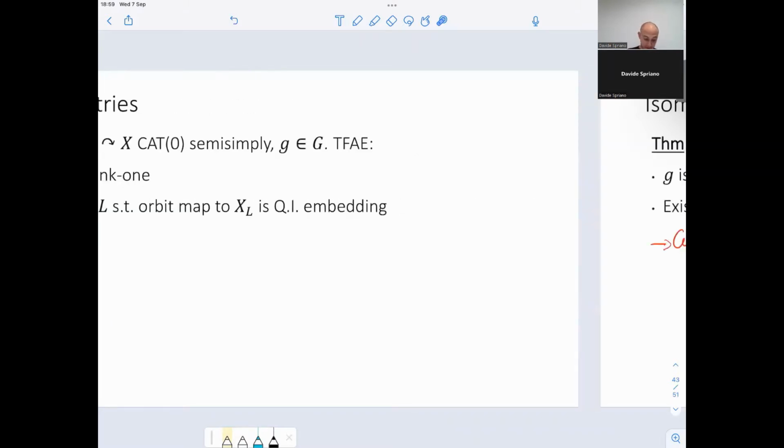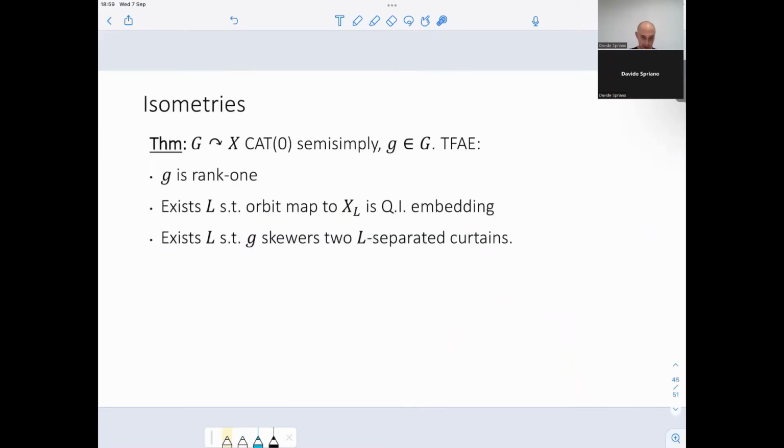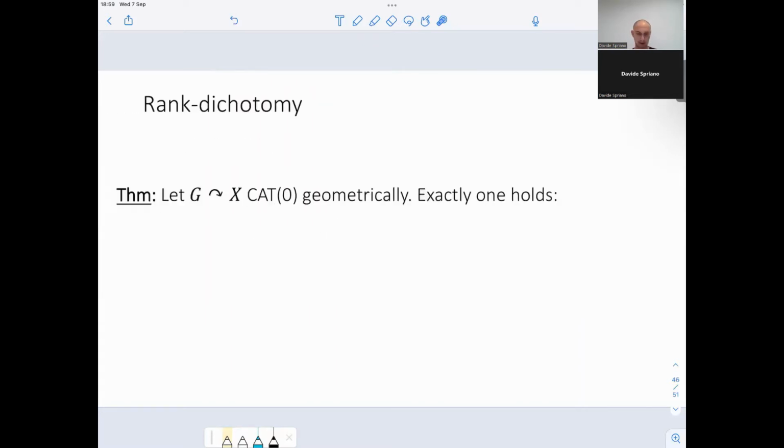And in CAT(0) cube complexes, there is a notion of rank 1 due to Caprace and Sageev: an element G is rank 1 if and only if G skewers two separated hyperplanes. So what does it mean? Skewers: I have C1 and C2 that are separate, and G sends C1 after C2. Okay? So this is a characterization for CAT(0) cube complexes using hyperplanes, and we recover exactly the same one. So there exists L such that G skewers two L-separated curtains. We get this characterization in terms of one element in terms of curtains.